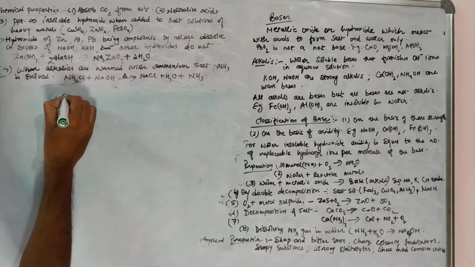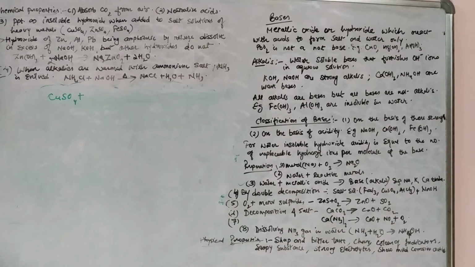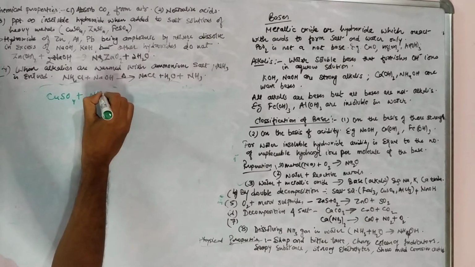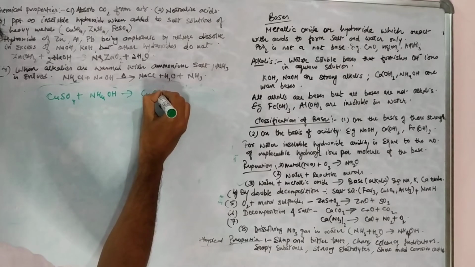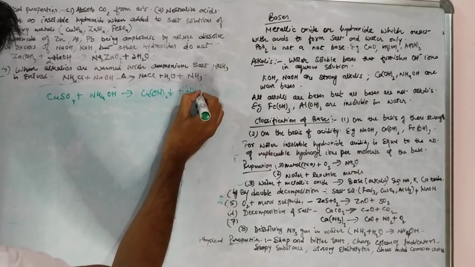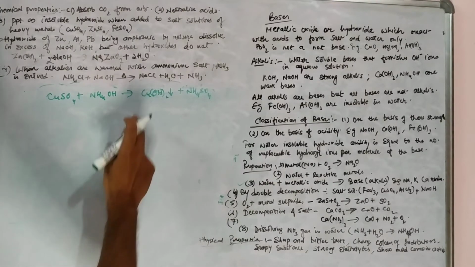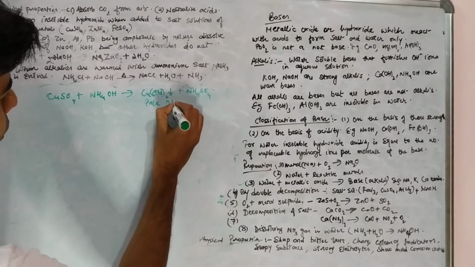Heavy metals like copper sulfate will react with ammonium hydroxide to give you copper hydroxide plus ammonium sulfate. And we know that this is pale blue in color, pale blue.